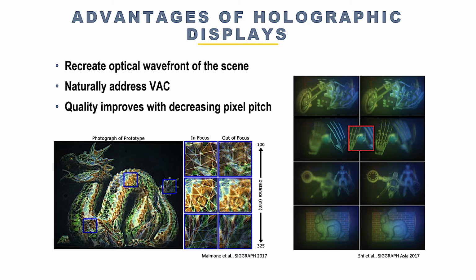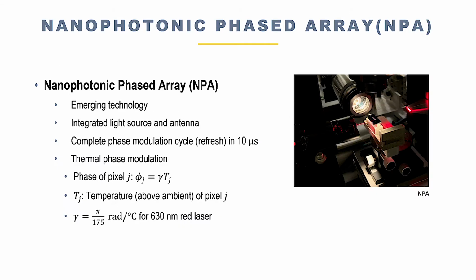Holographic displays, on the other hand, recreate the optical waveform by modulating the amplitude and/or phase of the light, naturally addressing divergence accommodation conflicts. Additionally, holographic displays are based on optical diffraction. Smaller pixel pitch would only improve their quality.